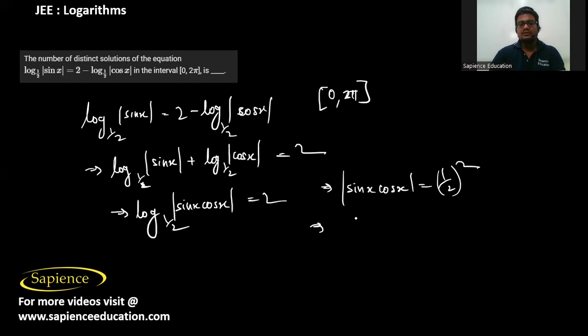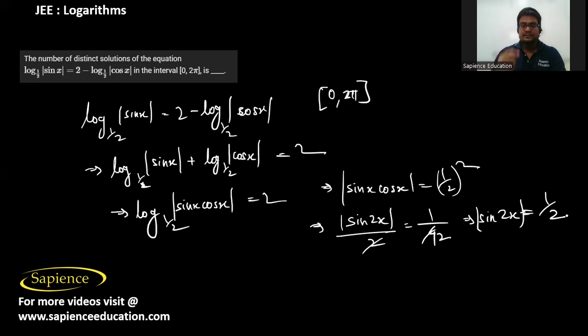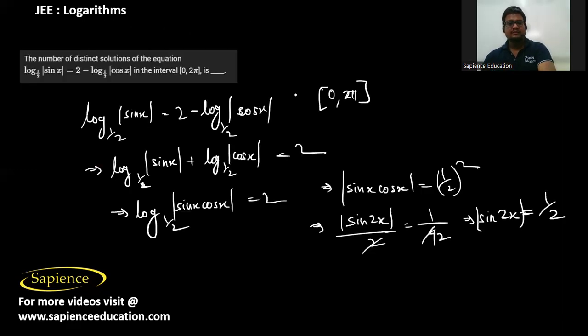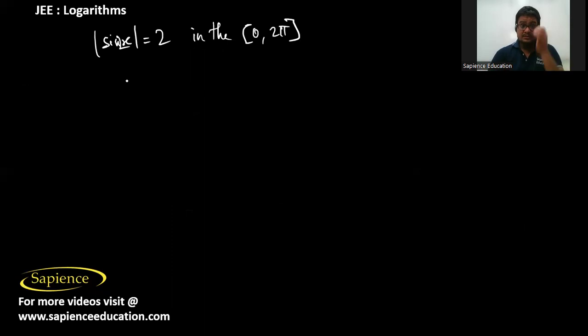So sin x cos x we can write as sin 2x by 2. So this is mod sin 2x by 2 equal to 1 by 4. So this is 1 by 2, so it means that mod sin 2x is equal to half. Now we have to draw the graph of mod sin 2x. So we have to find the number of solutions of mod sin 2x equal to half in the interval 0 to 2 pi.